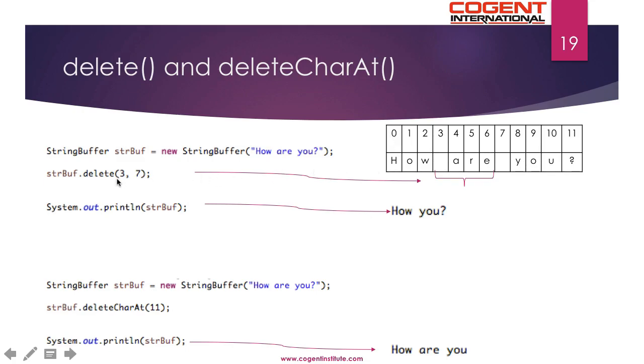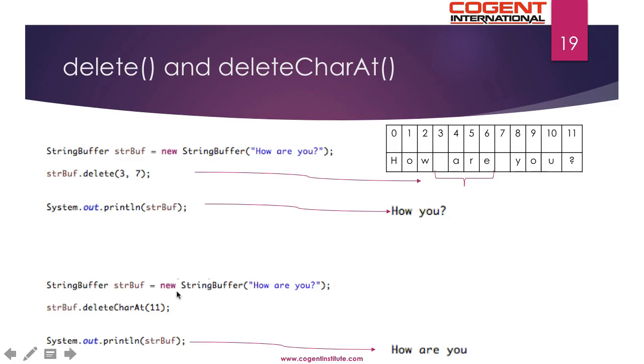So the delete(3, 7) will delete the substring from index 3 till index 6, that is 7 minus 1. Space and r get removed. Hence the output is "how you?".